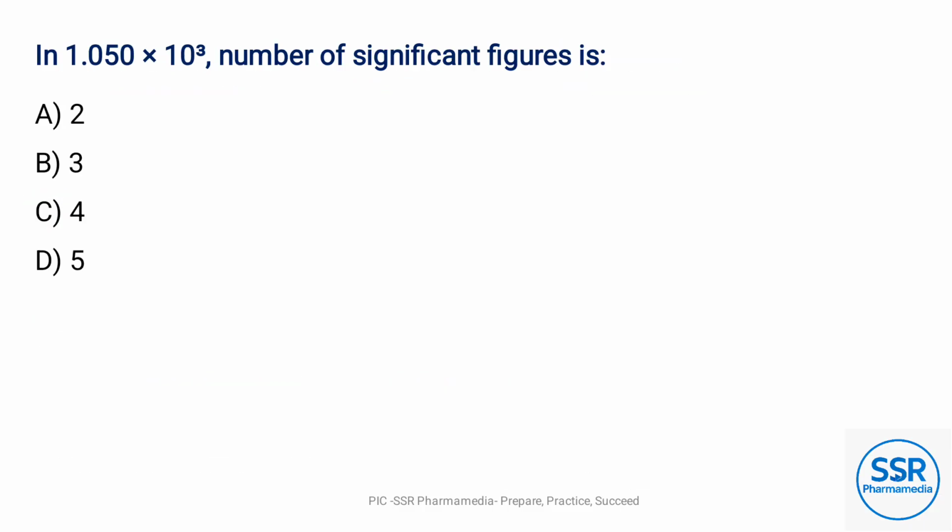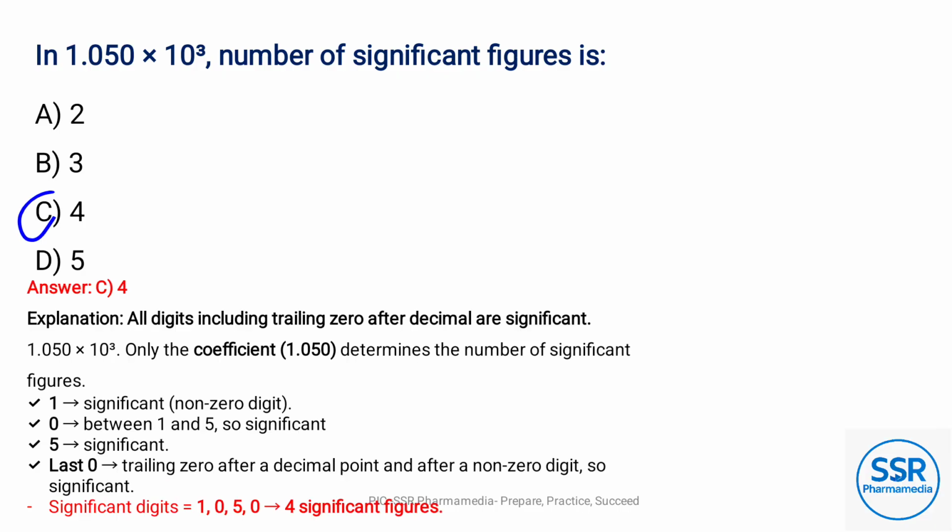So next, in 1.050 times 10 to the power of 3, the number of significant figures is, so here 1, 2, 3, 4 numbers are there. So the answer is option C, 4 significant figures. 1, 2, 3, 4. So these four numbers are called significant figures.